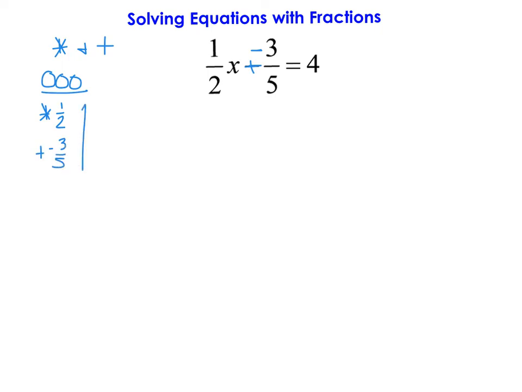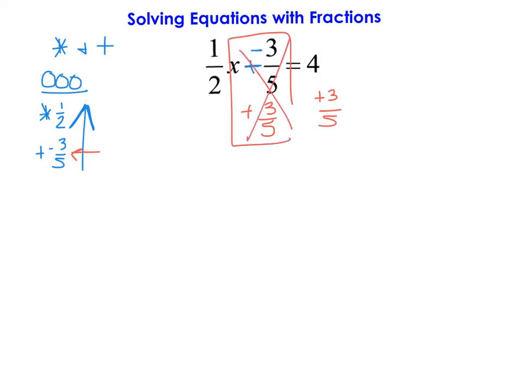So we need to undo that in reverse. So we start at the bottom here, and we're going to undo this -3/5 by adding a +3/5 to each side. So these get added together and they cancel out, and then we are left with 1/2 x is equal to 4 plus 3/5.